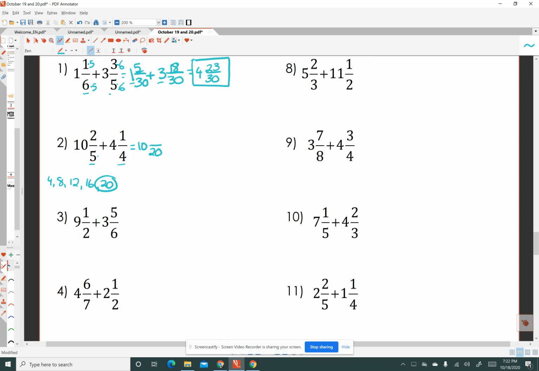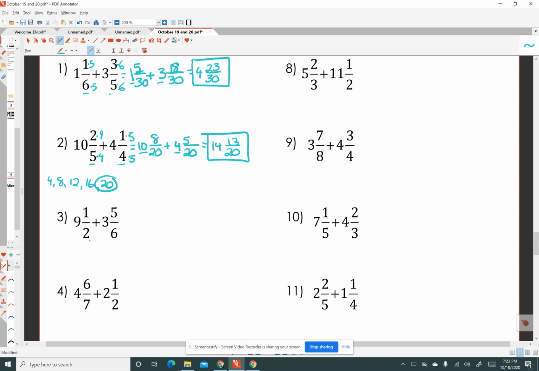Now how many 20ths? Well, 5 times 4 is 20. 2 times 4 is 8. Plus 4, and how many 20ths? Well, 4 times 5 is 20. 1 times 5 is 5. So let's add them up. 10 plus 4 is 14. Our denominator is 20. 8 plus 5 is 13. That's our final answer.